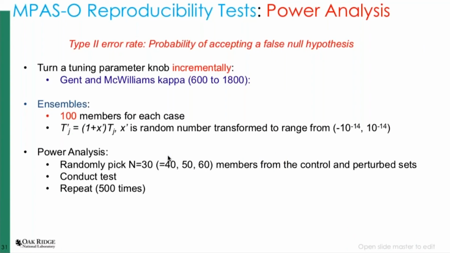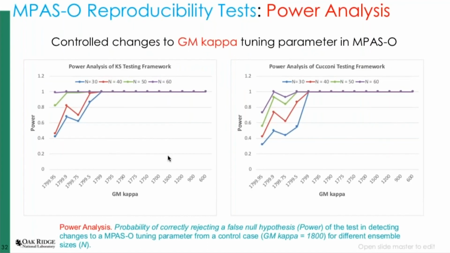So we again did a power analysis with this incremental change in the GM kappa parameter. We did these 100-member ensembles with discrete values of GM kappa, and then we did this power analysis by drawing resamplings of different ensemble sizes. And so this is the result from that. The first plot is from the KS testing framework, and the second plot is from the Pucconi testing framework.